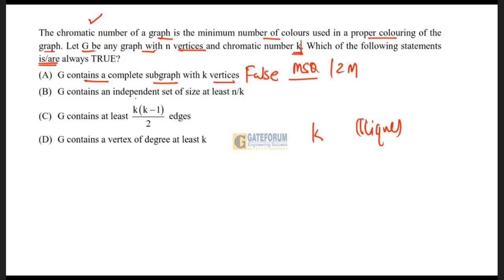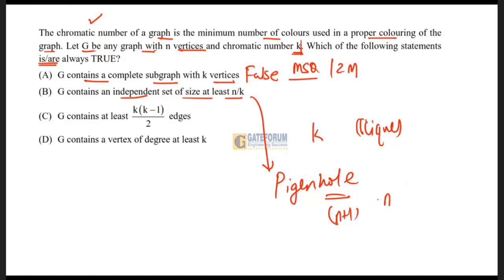Option B, if you will see, G contains an independent set of size at least n by k. So this is supported by the pigeonhole principle. One concept is there that is called the pigeonhole principle. It means if there are n plus 1 pigeons, and if you have n pigeonholes, obviously one pigeon will not be allocated a pigeonhole, because the restriction is that only one pigeon can be in one pigeonhole. Using that principle, we can simply say that G contains an independent set of at least n by k.